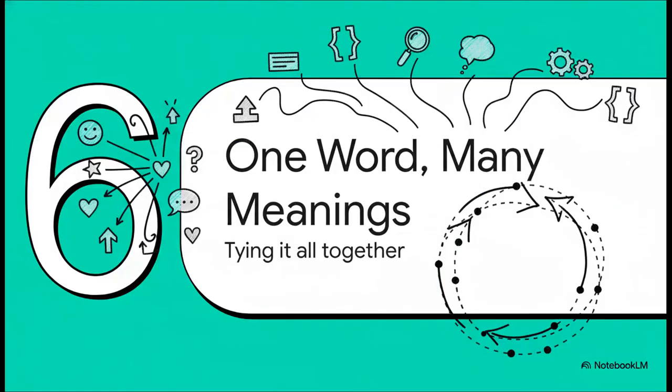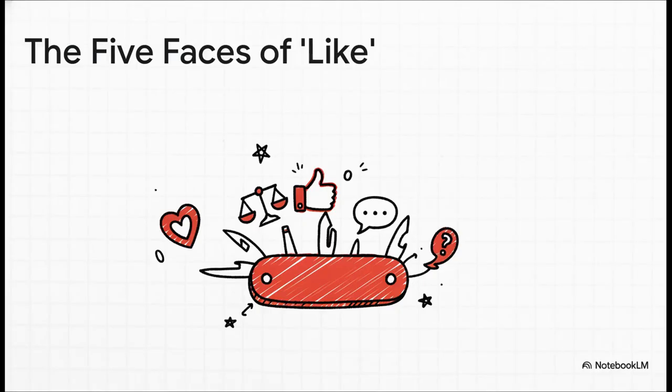Okay, wow. We have journeyed through the many lives of this one little word. Let's pull back for a second and look at the whole picture. So there you have it. You've got like, the verb of enjoyment, like, the connector for making comparisons, like the noun for our personal preferences, and like the conversational multi-tool. It really is the Swiss Army knife of words, handling a huge range of tasks with just 4 little letters.